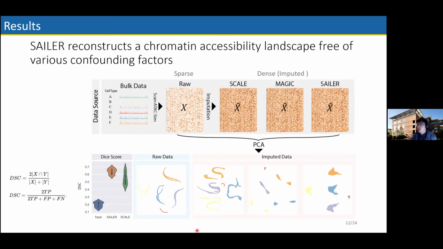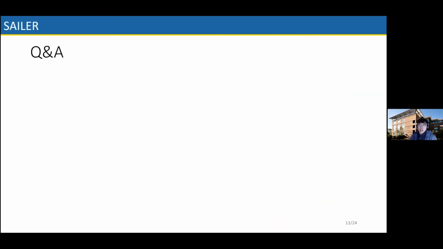So we can see that Sailor solves this dropout issue if we compare it against the raw data. And also, compared with SCALE, Sailor outperforms SCALE in terms of the score. And that's all the materials for Sailor. I think I'll pause here a little bit to see if anyone has any questions.